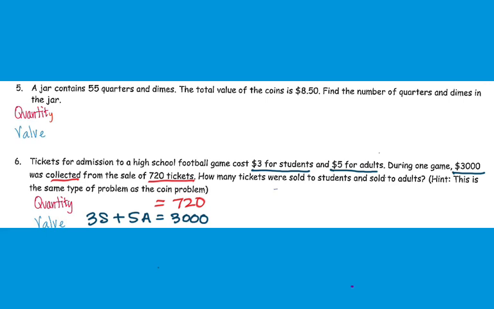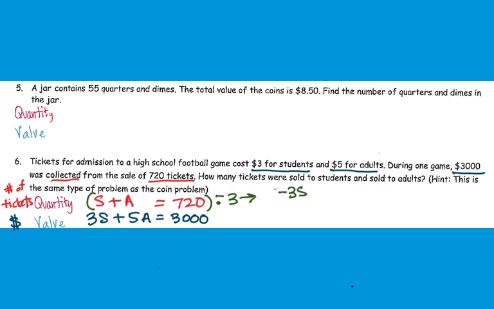Of what kind of ticket? Well, student and adult tickets, right? So remember, value is about the money, and quantity is like how many. This happens to be how many tickets. Sometimes it's how many pounds or how many quarters. But this one is how many tickets and how much money was each ticket for a total of what was sold. Now we just solve using elimination.